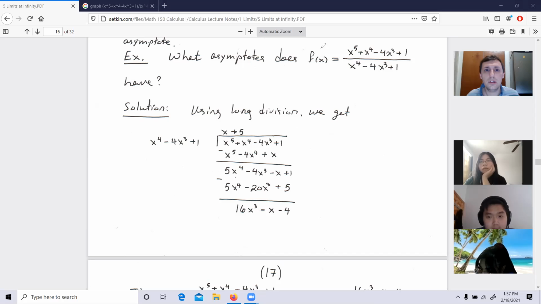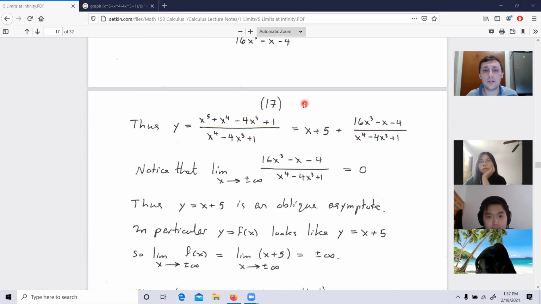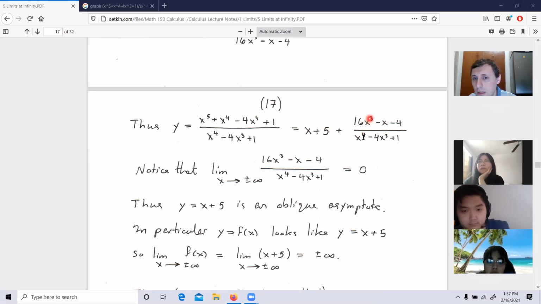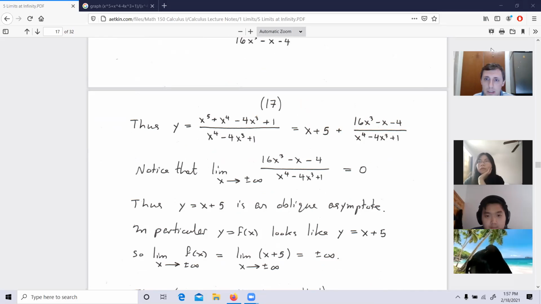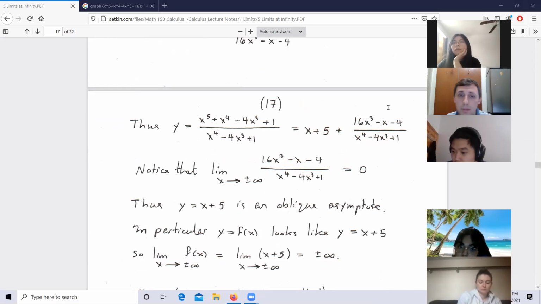And then what? And then you see that the result is x plus 5 plus, look at it, the power of the numerator is smaller. Do you see that? Which means that this expression will go to 0. Do you agree? This remainder divided by x to the 4 minus 4x cubed plus 1 will go to 0, either to plus or minus infinity, which means if my number is very large, I essentially only care to calculate x plus 5. Yes? And what does it mean? It means that my graph will look like a slanted line.